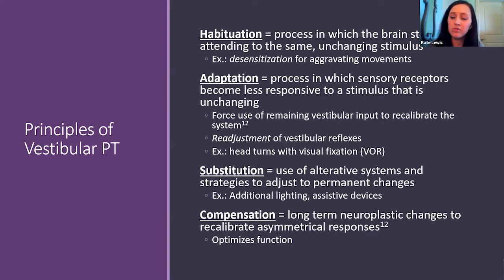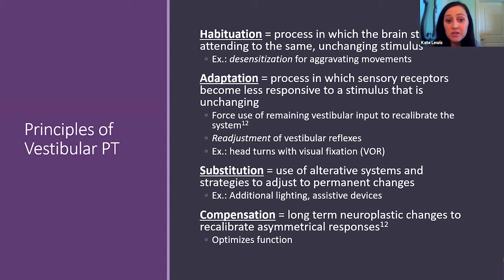And so that's what we do with the vestibular system, is we force the use of the remaining vestibular input to recalibrate the system. That's used a lot with our folks who have a hypofunction. If one side isn't functioning at the same level as the other, but we still have some function there, then we tap into that remaining function to help recalibrate the whole system, essentially. So we're readjusting the vestibular reflexes. An example would be doing head turns with visual fixation, which is called the VOR exercise.